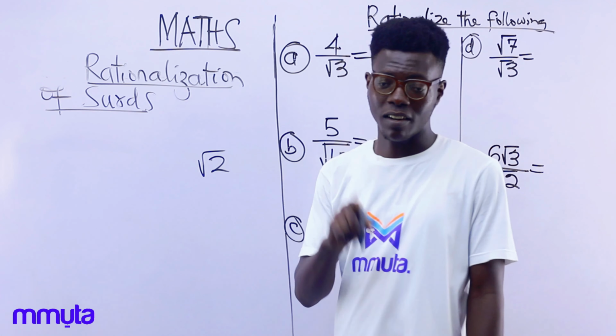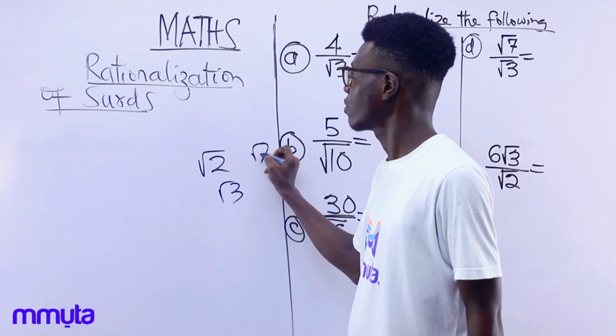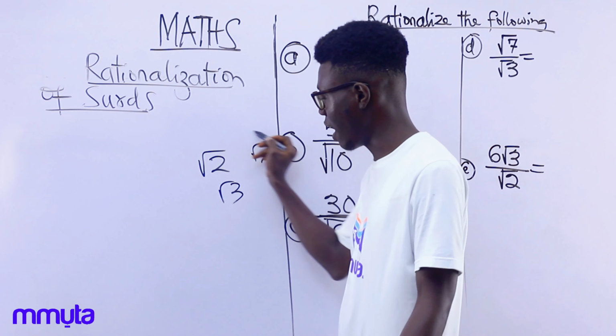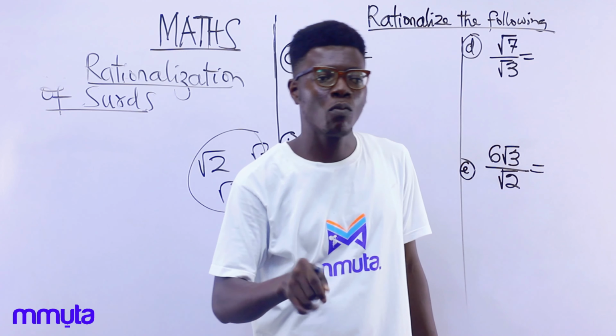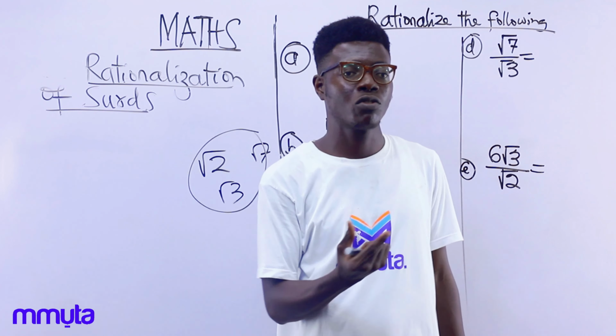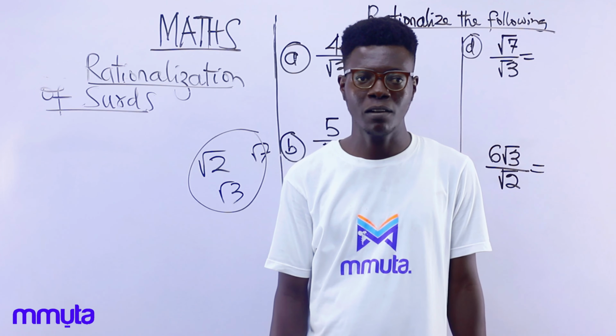Root 2 is not a rational number. Root 3 is not a rational number. Root 7 is not a rational number. All these are not rational numbers. So, for you to rationalize a surd, you must get rid of that surd at the denominator. And how do you do that? That is what we are going to learn now.